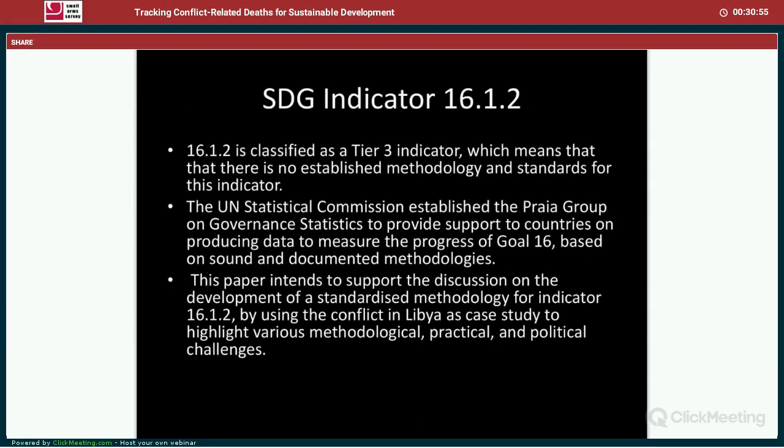Okay, I don't know if you can see the slides or if they're just blank, but this is a quick overview of the SDG indicator. Grace already explained that the methodology is being built up now with OHCHR, and this paper intends to support the development of that methodology by having concrete case studies where we highlighted methodological, practical, and political challenges to recording.